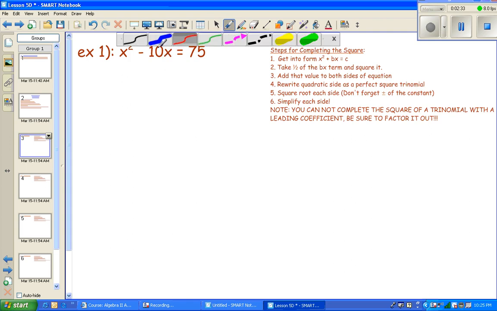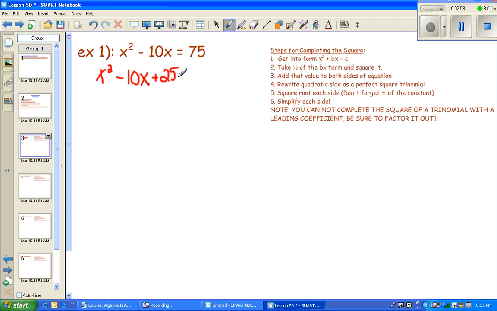So where we're going to start is we're going to take half of our b term, which is negative 10. Half of that gives you negative 5, and you square it. So we're left with x squared minus 10x, and half of negative 10 is negative 5. Negative 5 squared gives you 25. But if you add 25 to the left-hand side, you want to make sure you add 25 to the right-hand side, because it is an equation and you want to keep it balanced.